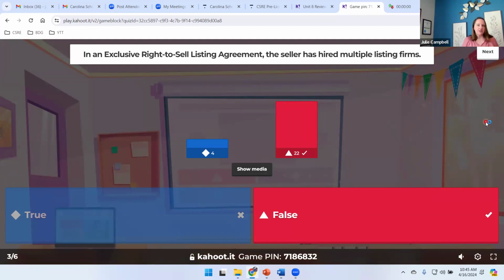Is the exclusive buyer agency agreement in writing? Thumbs up for yes, thumbs down for no. Exclusive buyer agency. Is it in writing? Yes, because you can't demand exclusivity in an oral agreement. That word exclusive means so much. Questions on this one?